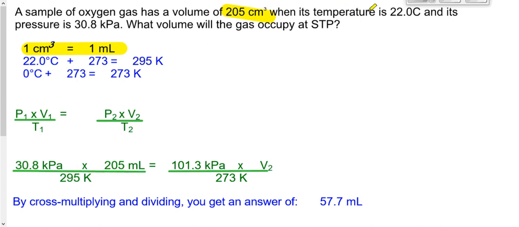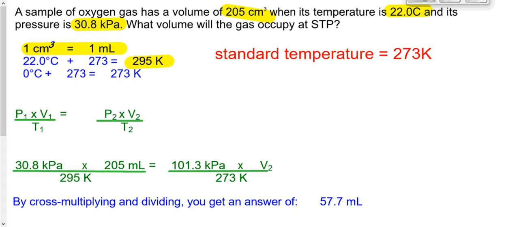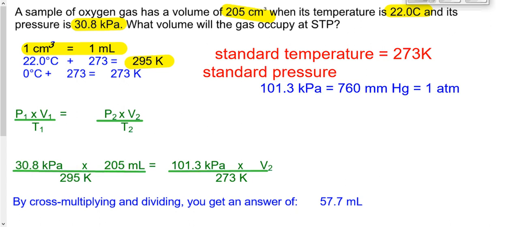When its temperature is 22 degrees Celsius, and of course we'll change that by adding 273 to get kelvins. And its pressure is 30.8 kilopascals. There's my initial pressure. What will be the volume of the gas at standard temperature and pressure? Remember that standard temperature is equal to 273 kelvins. And standard pressure could be measured as 101.3 kilopascals, 760 millimeters of mercury, or 1 atmosphere. In this case, because we're using kilopascals in the first instance, we should pick the unit of standard pressure as kilopascals for our second instance.